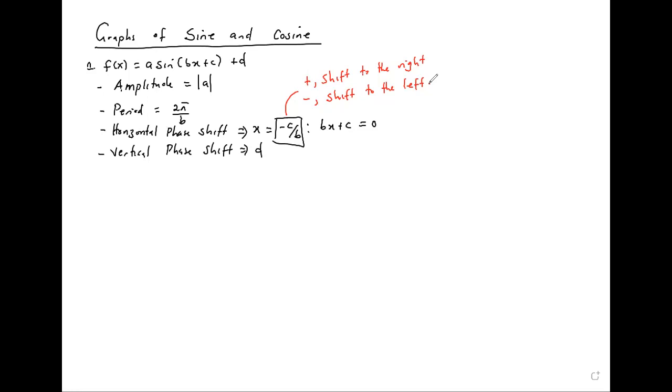The same thing with d. If d is positive, you shift the graph upwards. If d is negative, you shift it downwards.